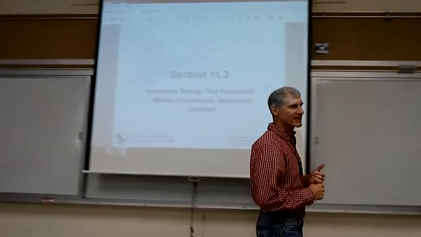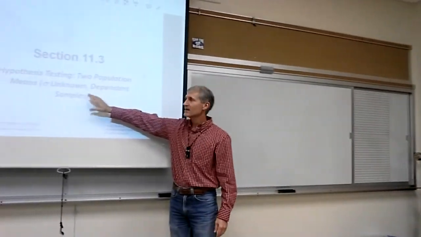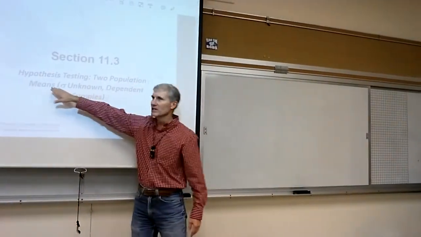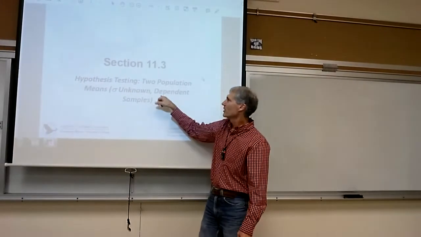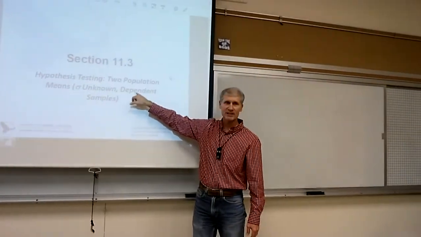Any questions over section 11.2? What was 11.2? No, not the chi-square test. That was the one before. Last time was the two sample t-test. That's right. Two sample t-test, which was like this. This is today. Two population means, sigma unknown, but last time was independent samples.